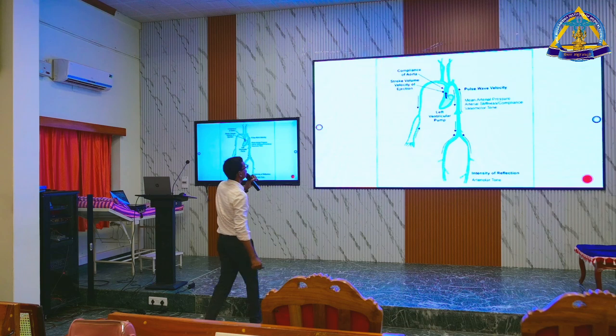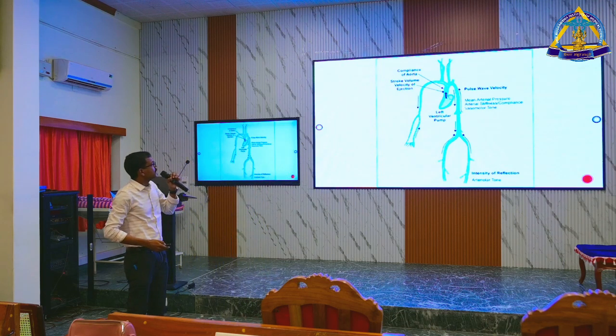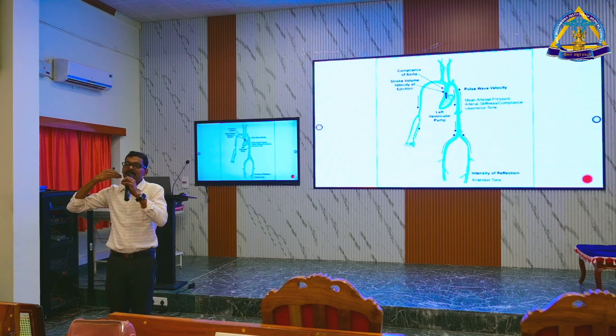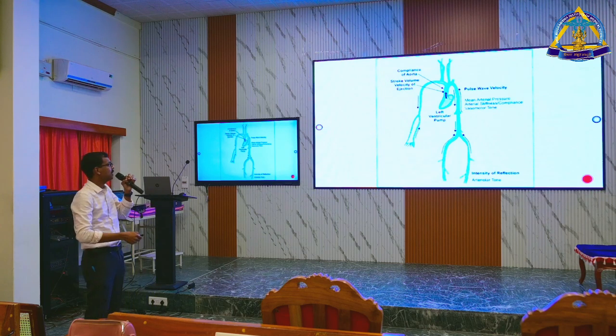So this is the arterial system starting from the aorta. Of course, the pulse wave reaches the carotid artery much earlier than the brachial, radial and femoral artery, that we will see later.